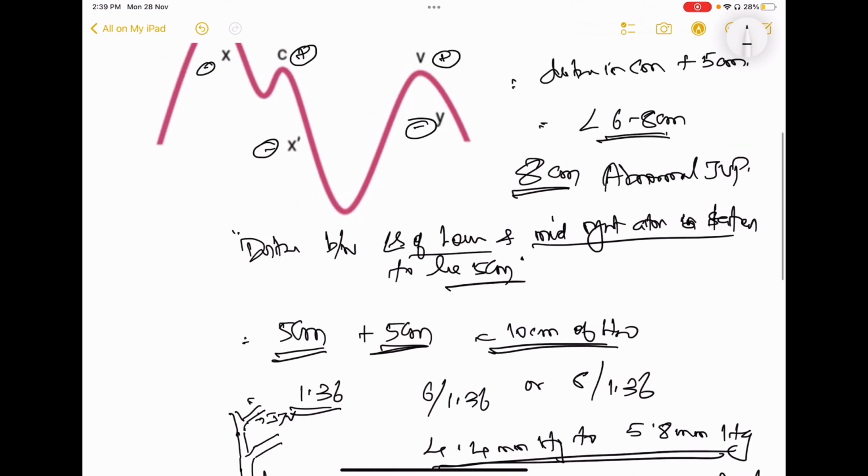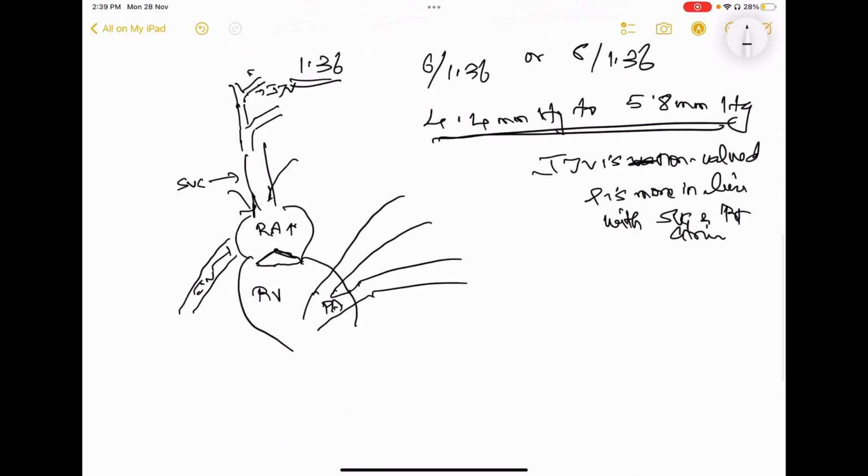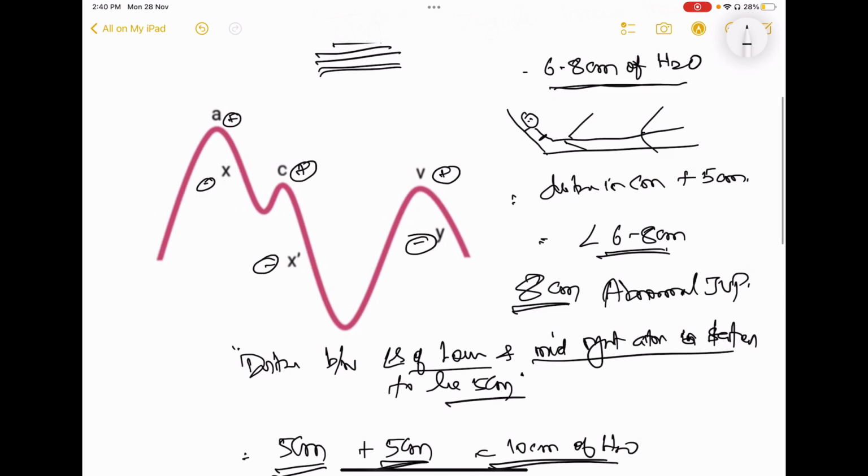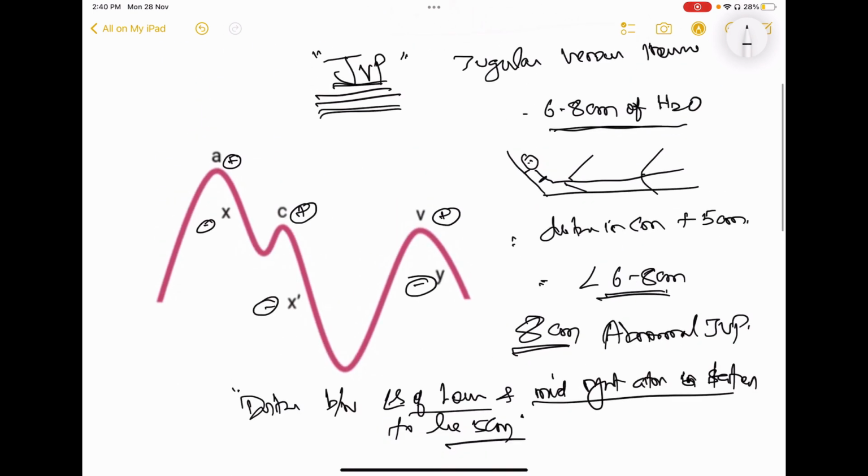And the Y descent. The reason for the Y descent is it happens during the rapid filling phase of the ventricle. As soon as the tricuspid valve opens, there's a huge volume of blood which gushes from the right atrium into the right ventricle. And so this relieves the pressure inside the right atrium, and this also consequently gets transmitted all the way back to the IJV, and that leads to the Y descent.